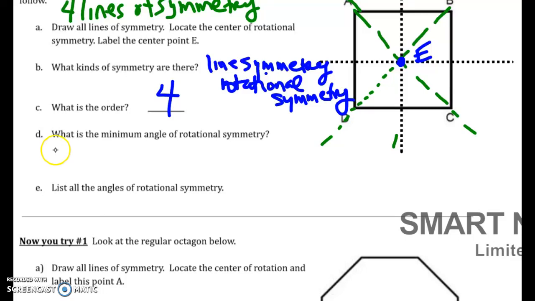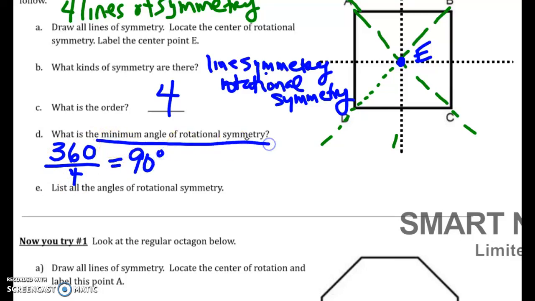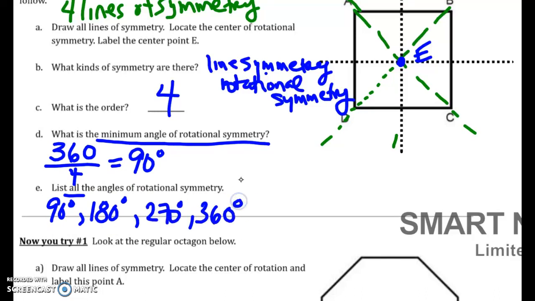this figure onto itself. So 360 divided by 4, that's 90, so the minimum angle of rotational symmetry is 90 degrees, and it says to list all. So we're going to take multiples of 90: 90, 180, 270, and a rotation of 360. The identity will bring it back to itself.